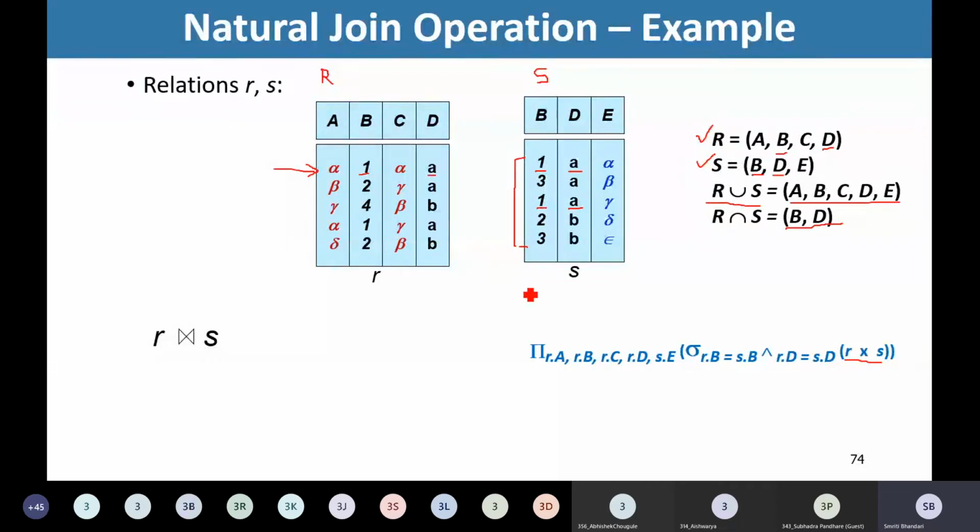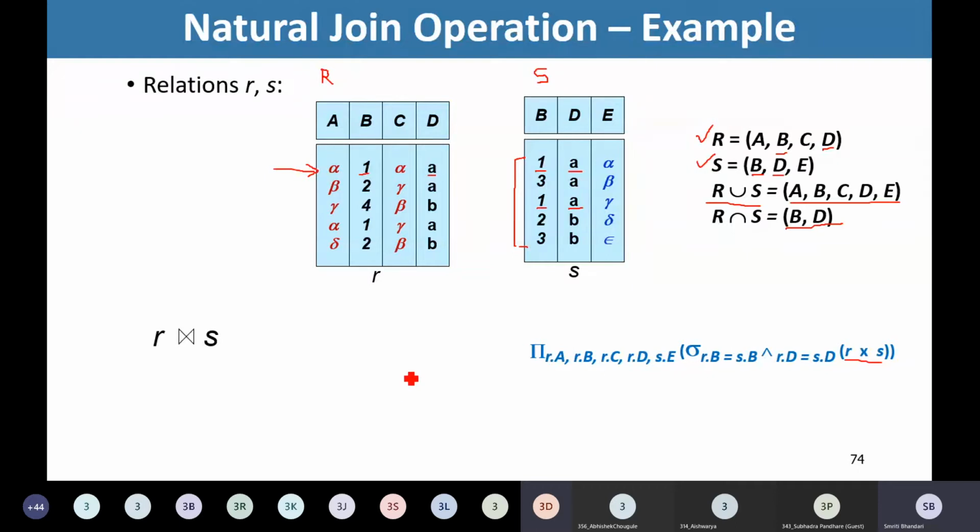Out of those 5, which tuples are we going to select? We are going to select only those tuples for which the B and D values match. How many tuples have B and D matching with 1A? 2 tuples. Because 1A is common, we are not going to repeat those columns in our natural join. So in our output, we'll have alpha 1 alpha A alpha and alpha 1 alpha A gamma.